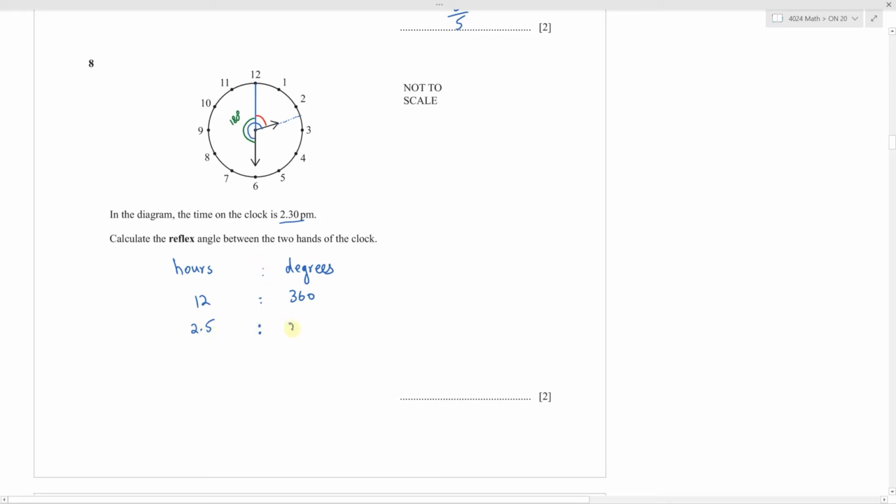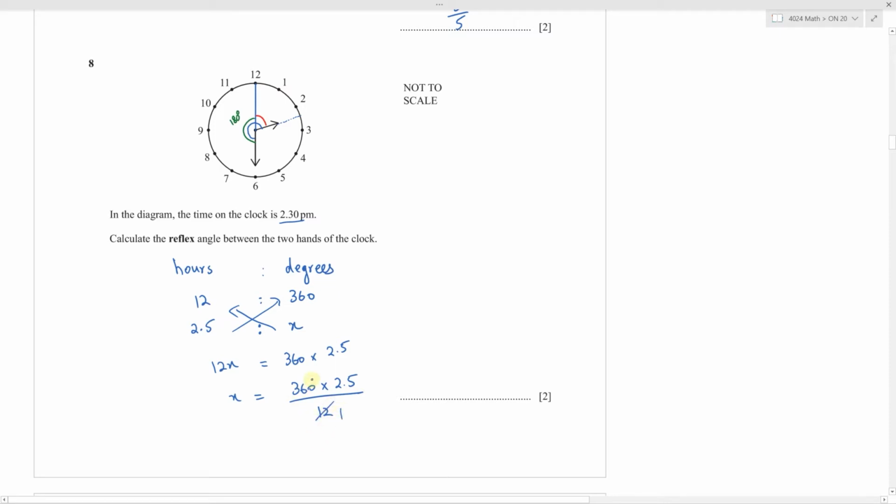So let's call them X. And now since they are directly proportional, more hours mean more degrees. So if you have 5 hours, your degrees will be this much. And if you increase your hours to 8, you'll have more degrees in your circle. So since they are directly proportional, I can cross multiply. So this will become 12x equals 360 multiplied by 2.5. So x will be 360 multiplied by 2.5 divided by 12.